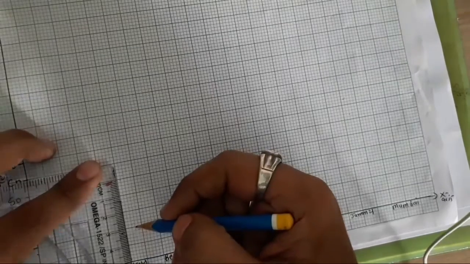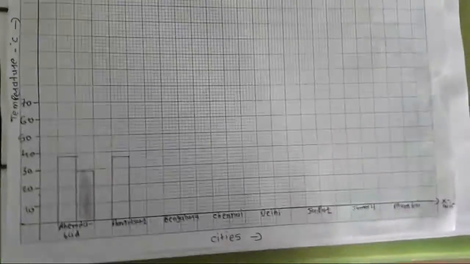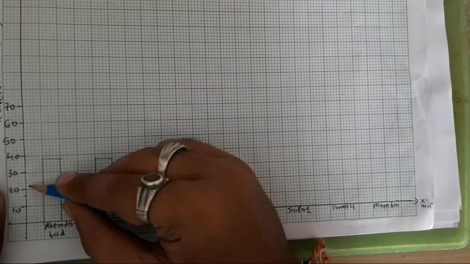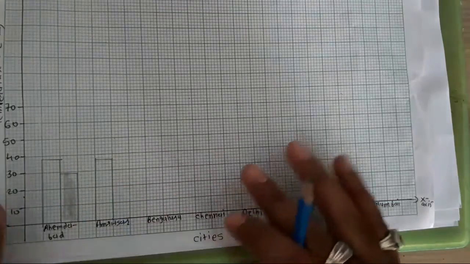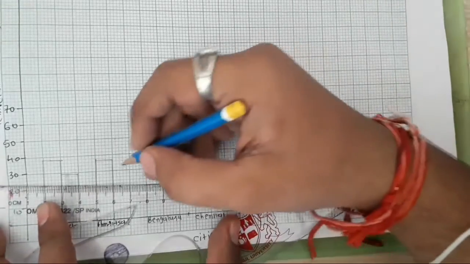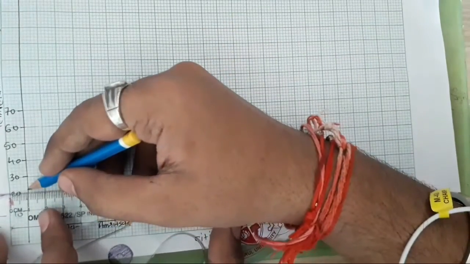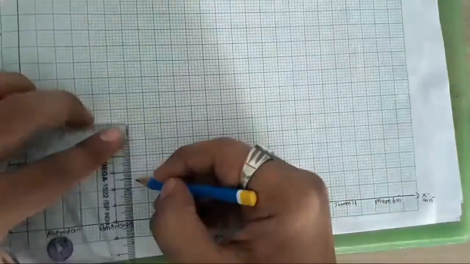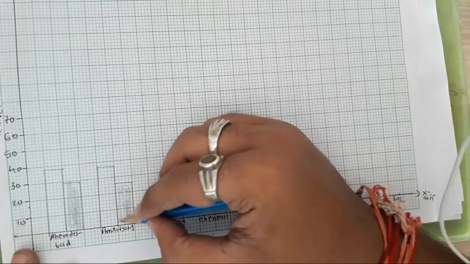Now the minimum temperature is 26 degrees centigrade. So 26 lies between 20 and 30. Here this is 22, 24, 26, 28 and 30. So the third line is 26. Here at 26 I will draw the minimum temperature of Amritsar, which is 26 degrees centigrade, and I will highlight this one.